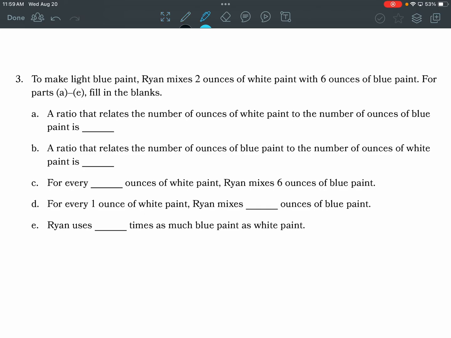All right, there is 6 ounces of blue. There is 2 ounces of white. I want you guys to do question A, B, and C. Next page. F was what we just did. It's true. That's what we just did with the calculator. You don't have to write it in. We just know it's true because 2.5 times 2 equals 5. And E was not true.